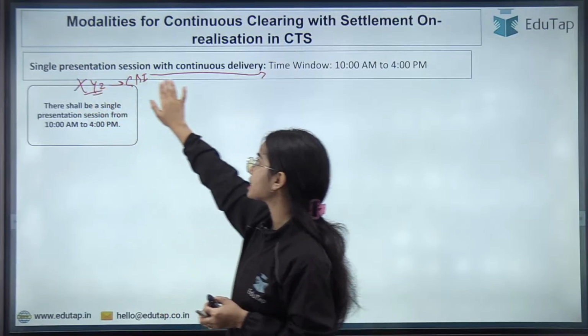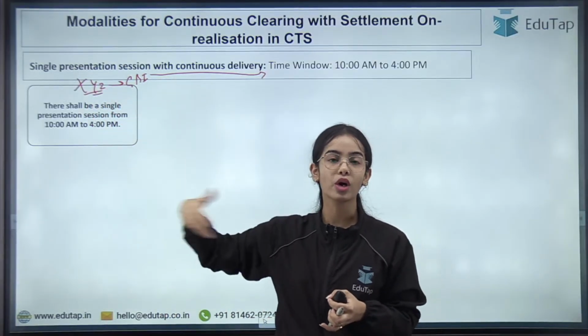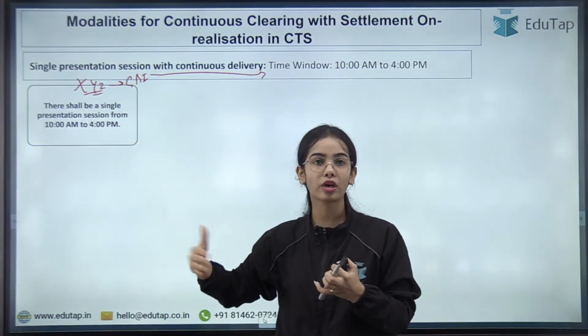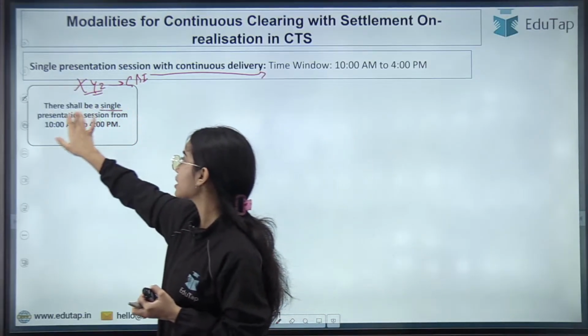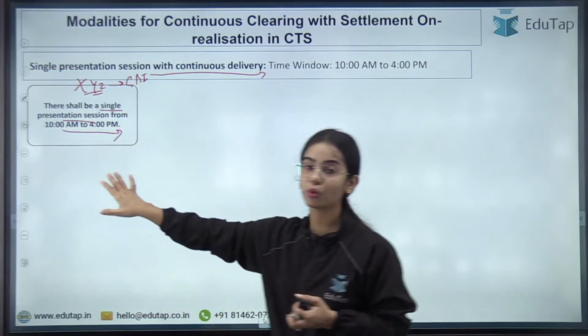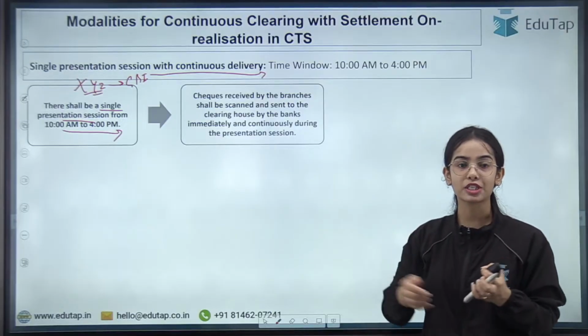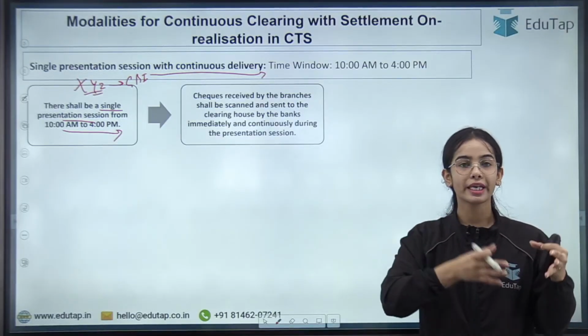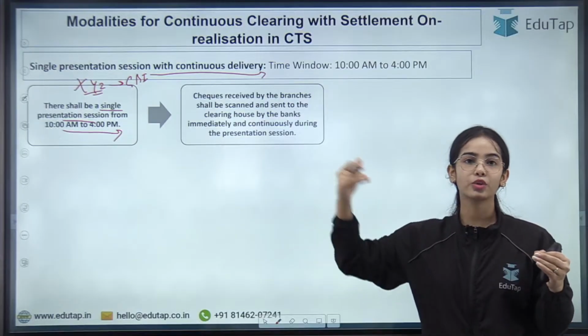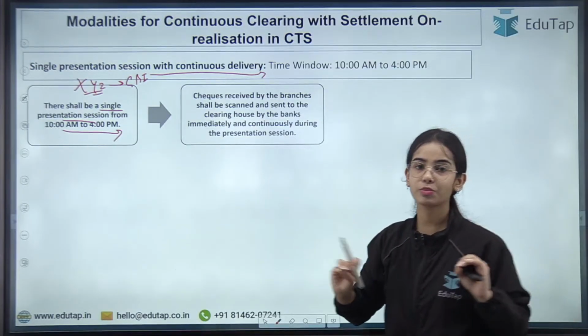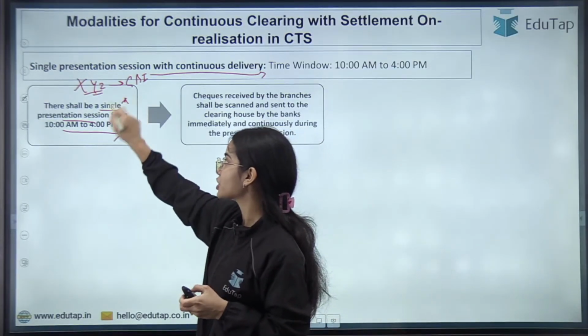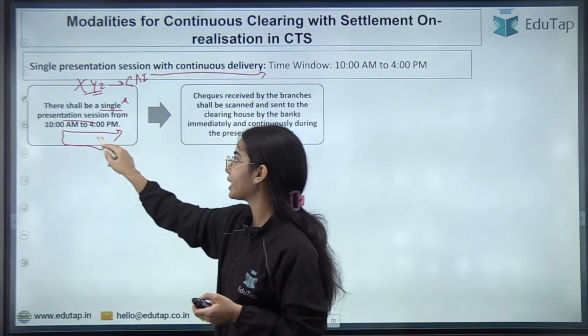First of all, the single presentation session. If you want to get your check cleared, there shall be a single presentation session from 10 AM to 4 PM. Now there will be no batches like 10 to 1, 1 to 3, 3 to 5. There will be no such batches. It will be a single presentation session where you can go anytime between 10 AM and 4 PM.